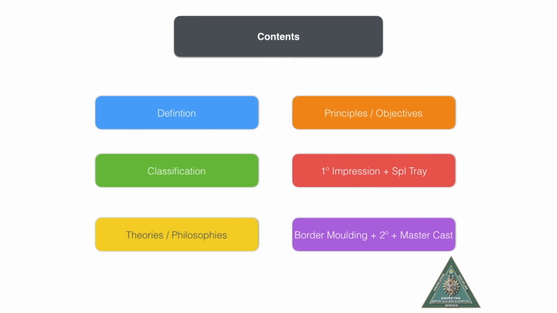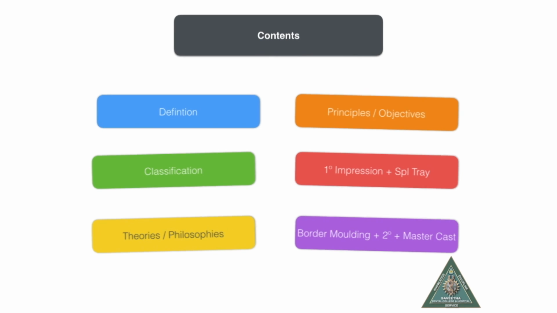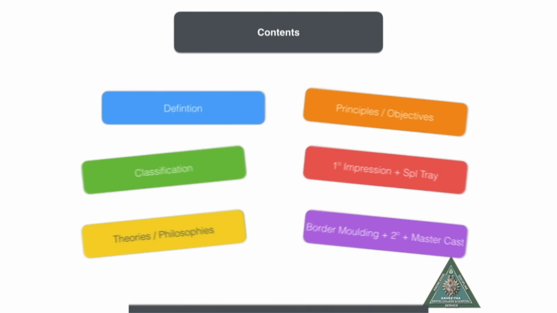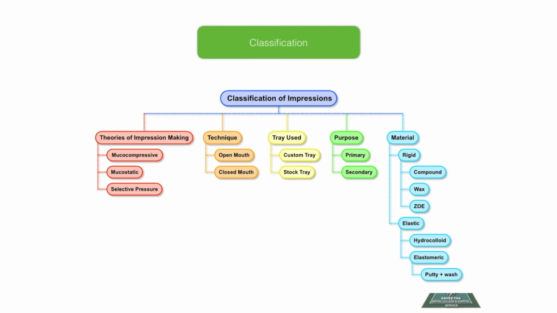The major topics in this discussion would be the definition, classification, theories of impression making, principles of impression making, and primary impression making and secondary impression making. An impression is defined as the negative registration of the entire denture bearing, stabilizing, and border seal areas present in the edentulous mouth. Now let's look at the classification.